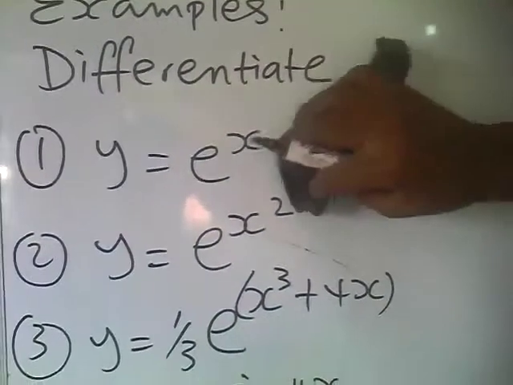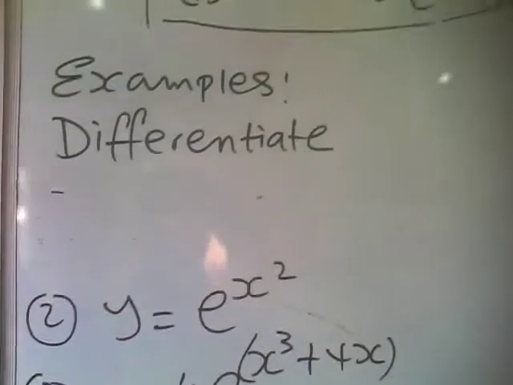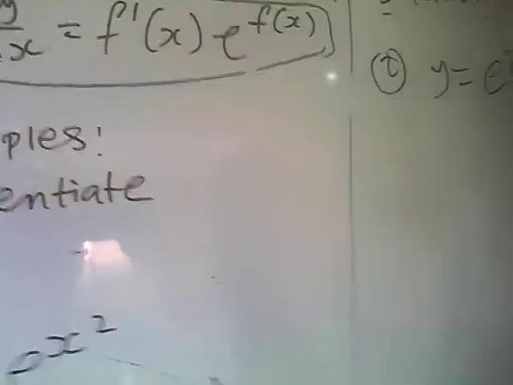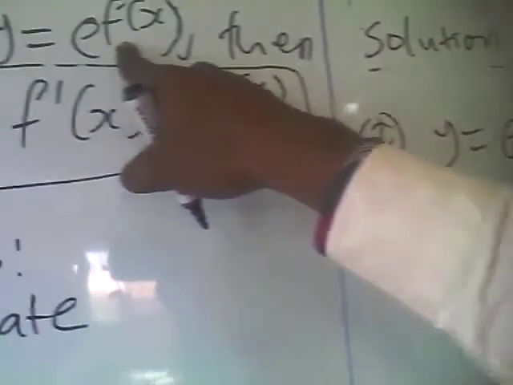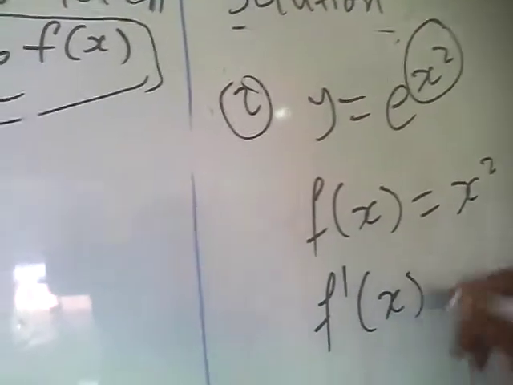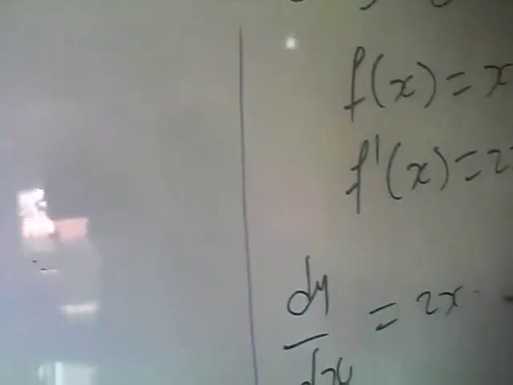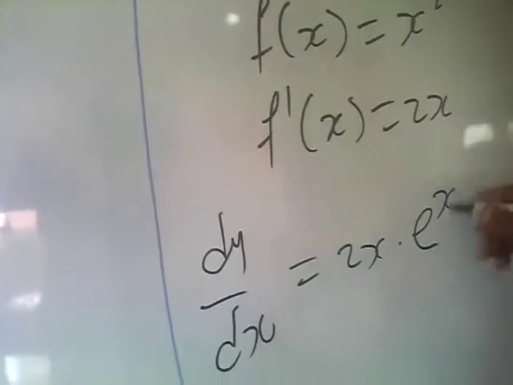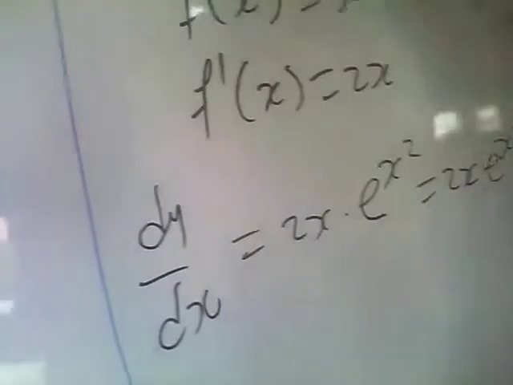Now, we are through with question 1. Then let's go to question 2. Question 2, we have y equals exponential x squared. Now, this is our function of x. If we compare this question with the formula given under the rule, that means f of x is equal to x squared. Automatically, f prime of x is equal to 2x. Now, using the formula for dy/dx, we have f prime of x, which is 2x, times exponential f of x, which is x squared. That gives us 2x exponential x squared. So that is the derivative of exponential x squared. That solves problem number 2.